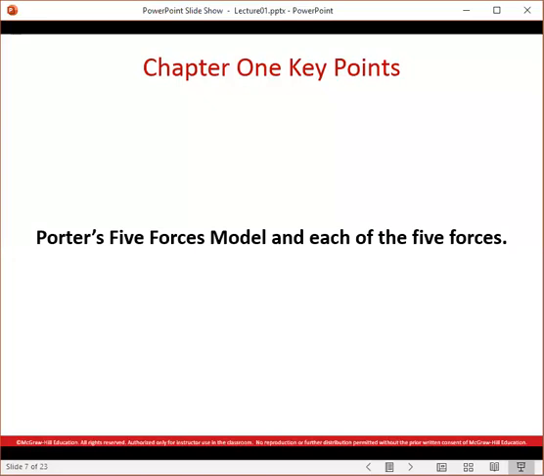Porter's 5 forces model is one of the key analytical tools for helping derive strategies. And there's 5 forces, obviously, in that model. His model analyzes these competitive forces within the environment to assess the potential for profitability in an industry.